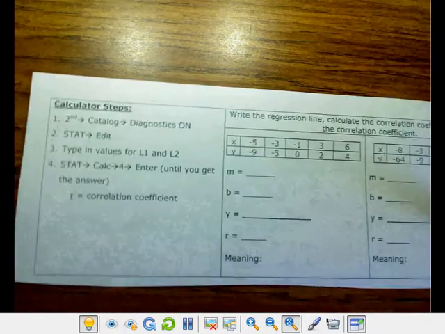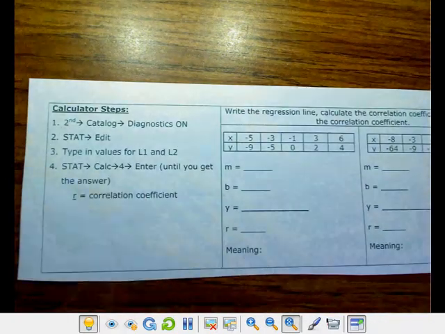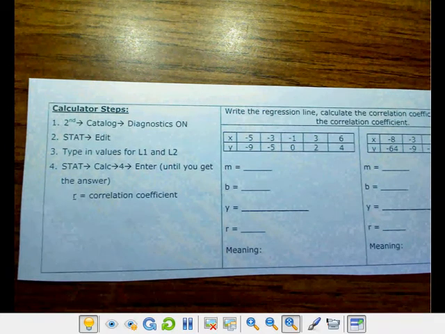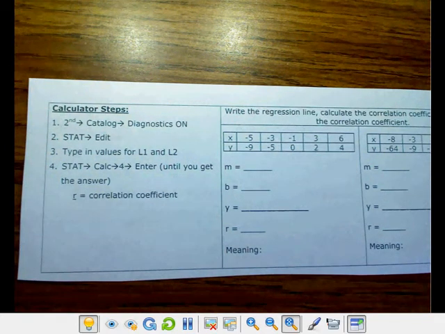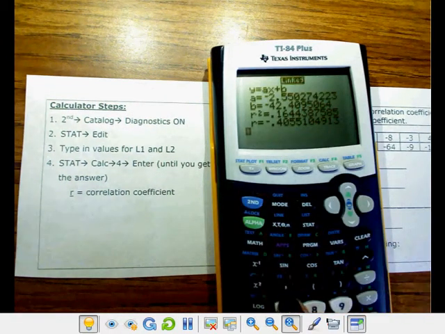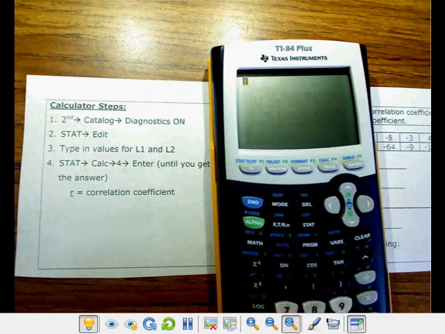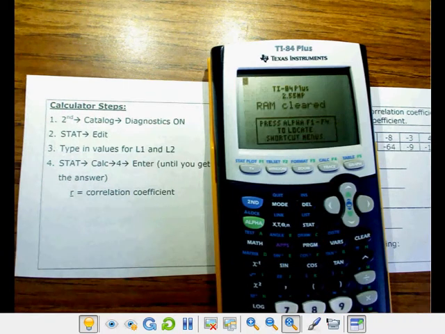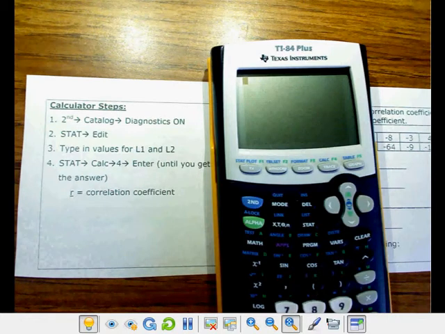So this is for your calculators. That's for the most part how we're going to be finding it. All right, so go ahead and clear your calculator memory. So that's going to be second plus 712.